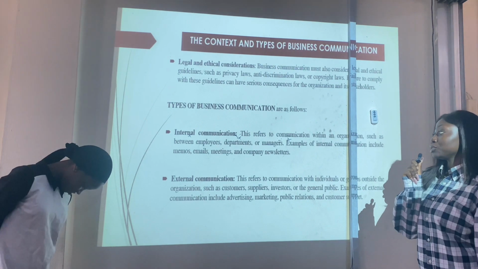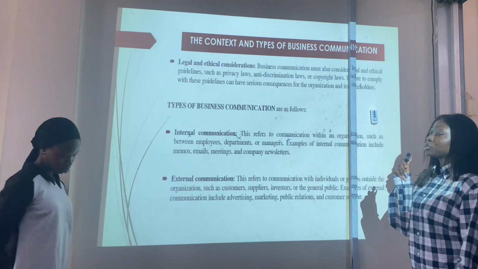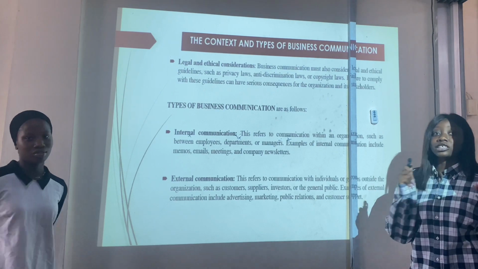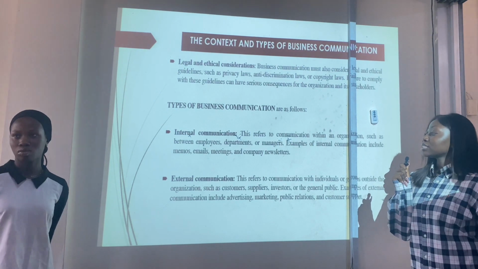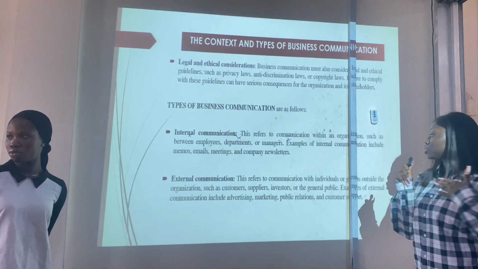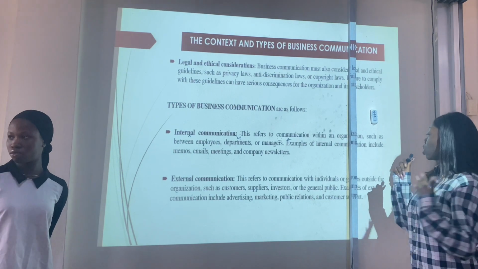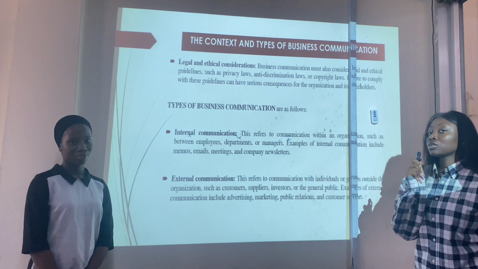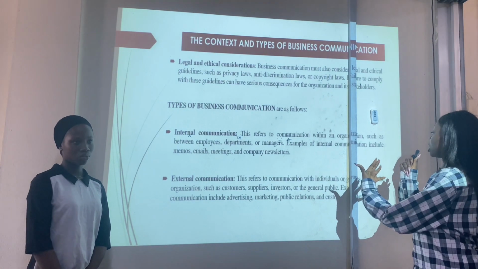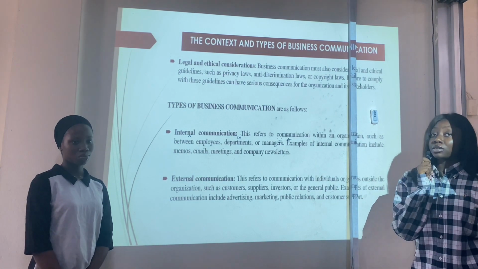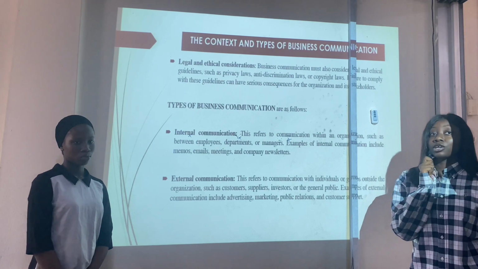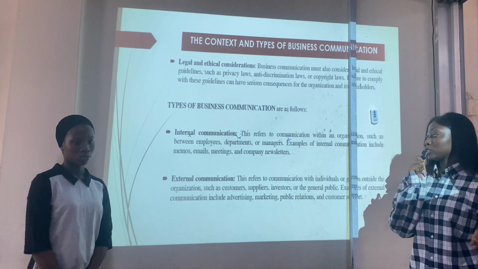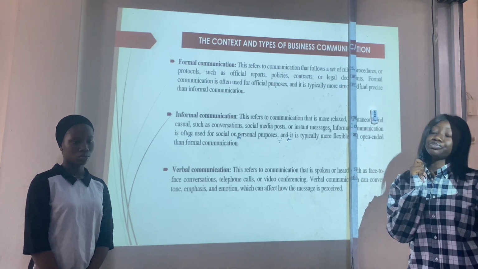Types of business communications. We have internal communication. This refers to the communication within an organization. Number two, we have external communication. This refers to the communication with individuals or groups outside the organization, such as the customers, the suppliers, investors, or the general public.